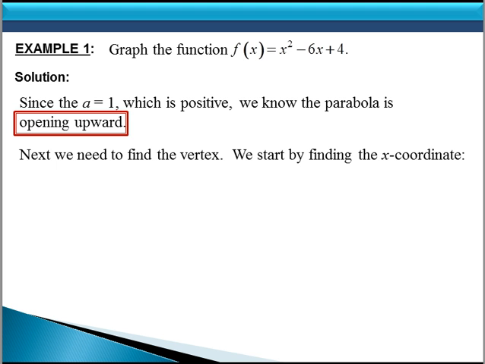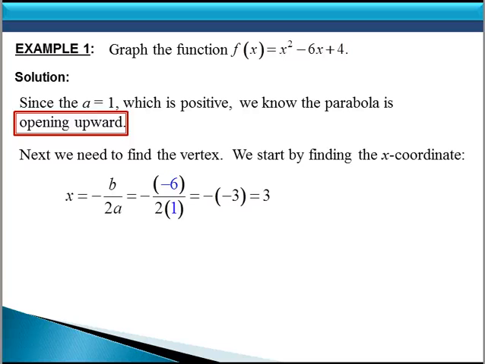Next, we'll find the vertex. We start by finding the x-coordinate of the vertex using that formula again, negative b over 2a. That will be equal to negative, and then negative 6 goes in for b, divided by 2 times 1 goes in for a, which simplifies to negative negative 3, which simplifies to 3. So 3 is going to be our x-coordinate of the vertex.